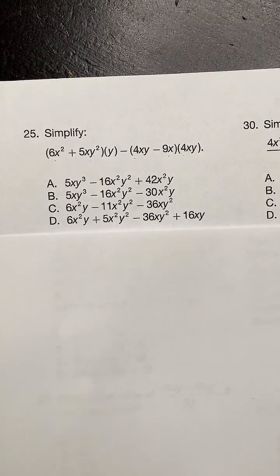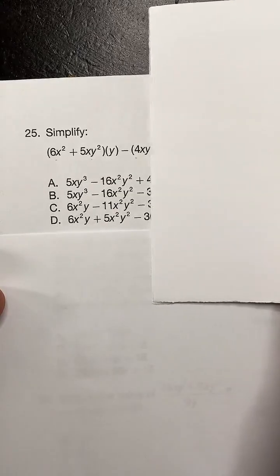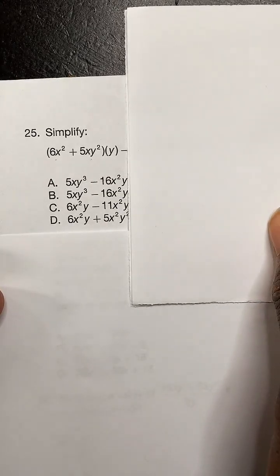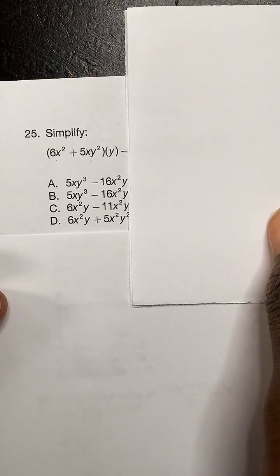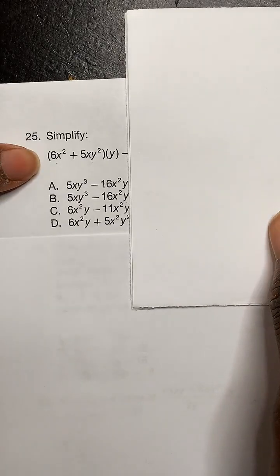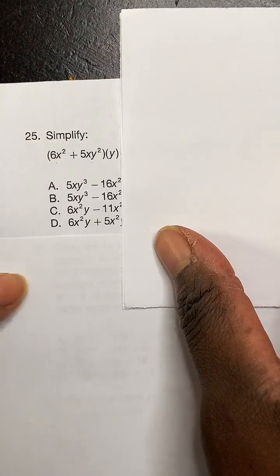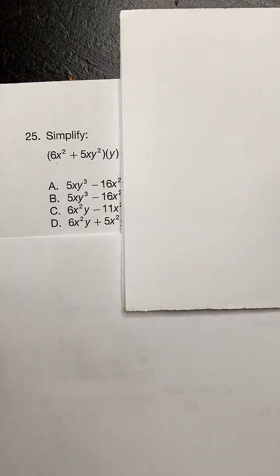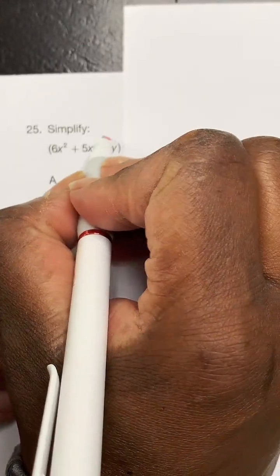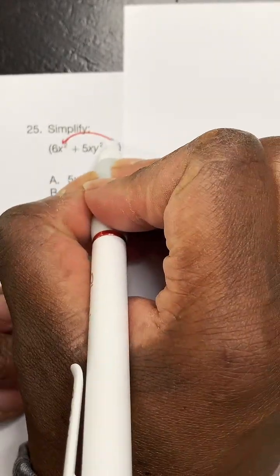All right, so it's easier. Let's take it one side at a time. Let me make my paper a little bit shorter. Okay, so I'm going to cover up this side just for a moment. So here we have multiplication. So basically you're multiplying or you're distributing that y to everything inside of that first parenthesis.